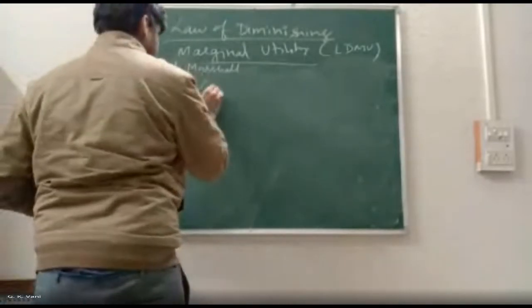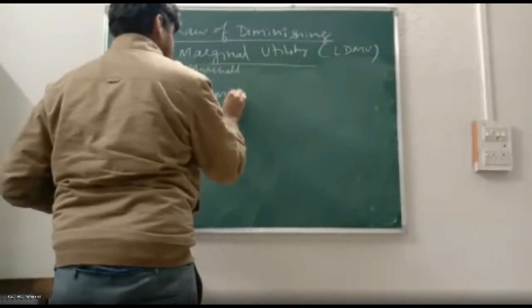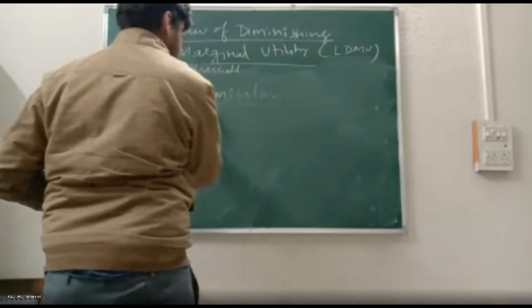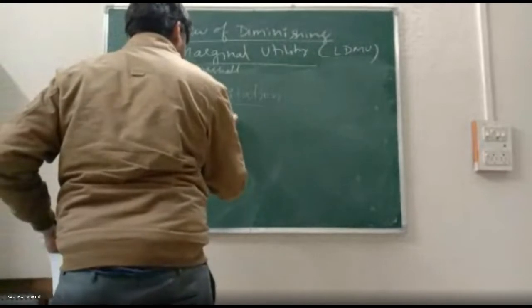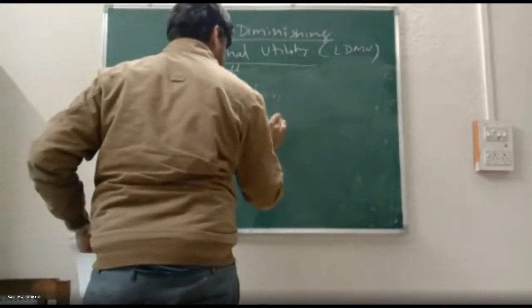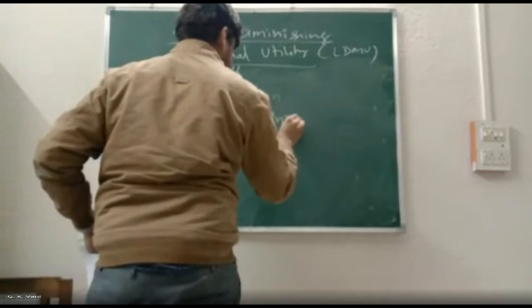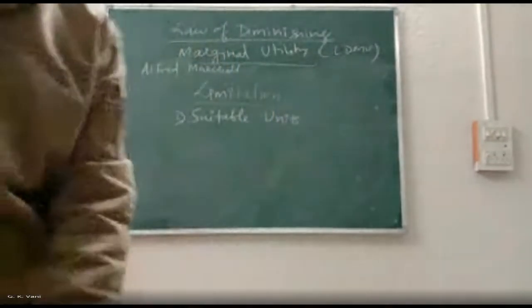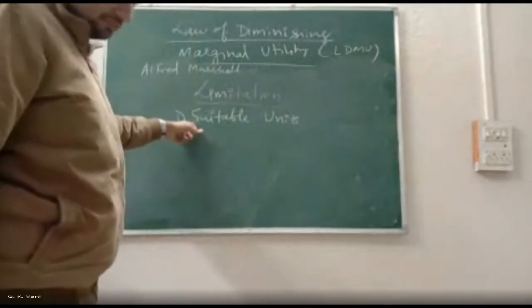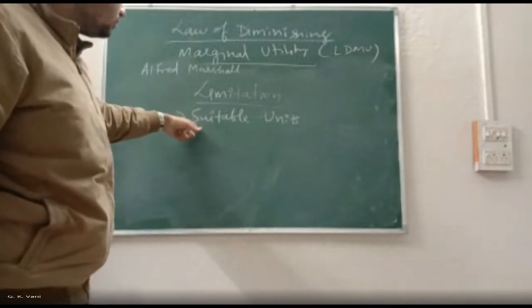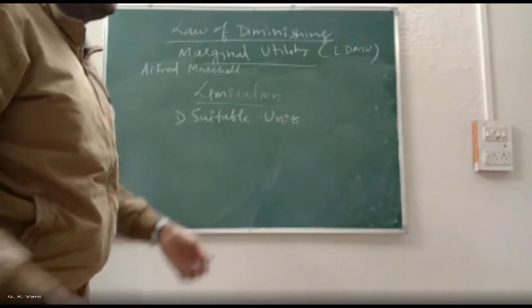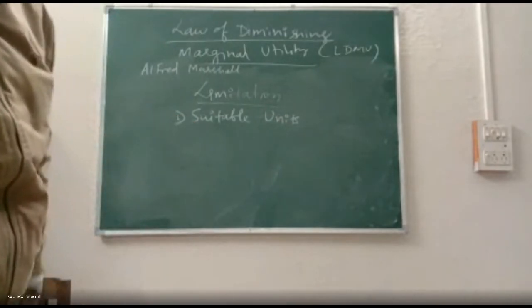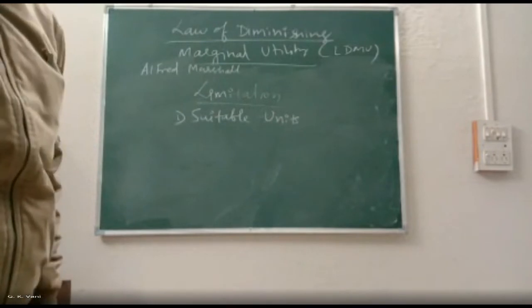Okay, coming to limitations of the law. So first limitation is suitable units. So whatever units you take in the study, or performing this law in some experiment, then suitable unit should be there.